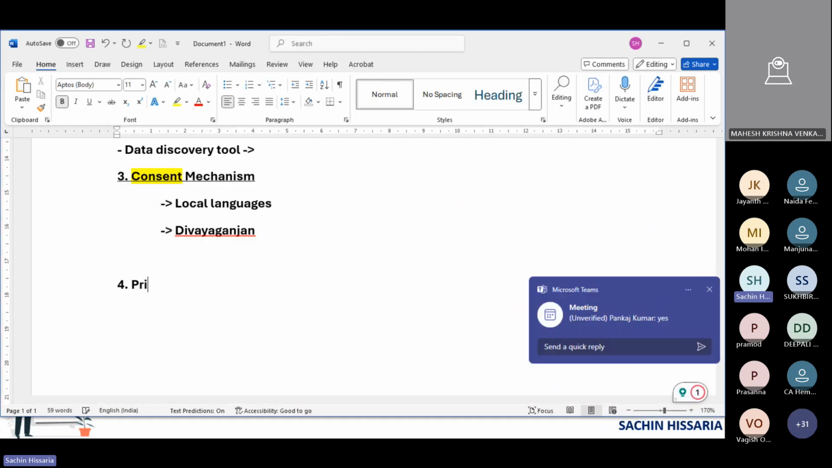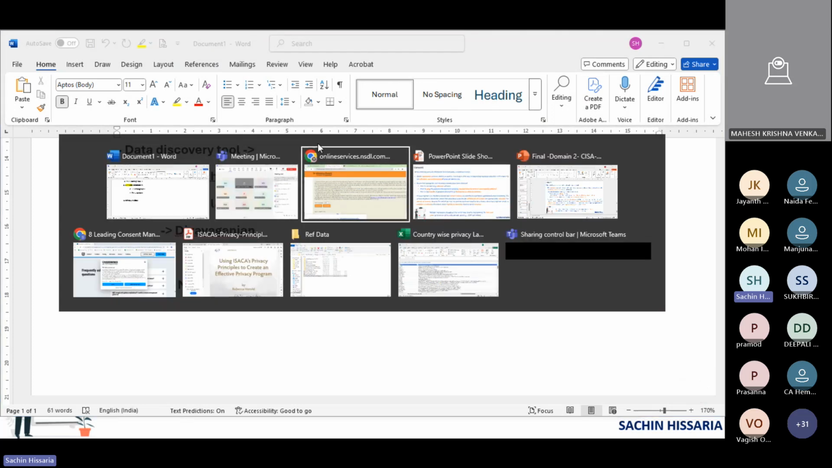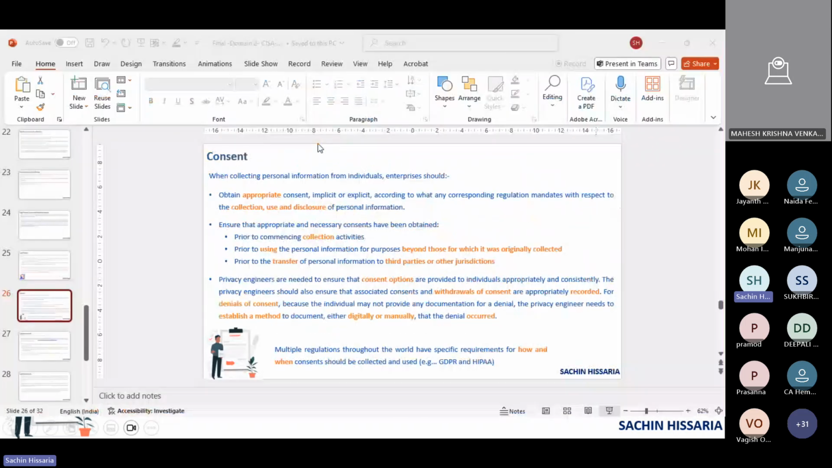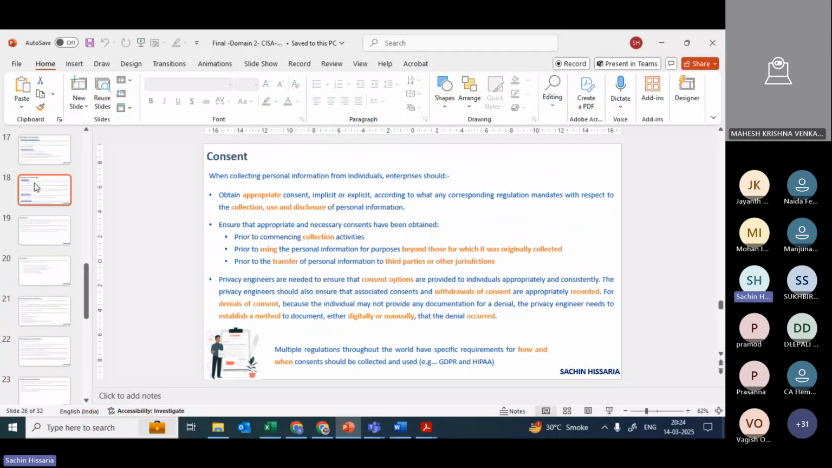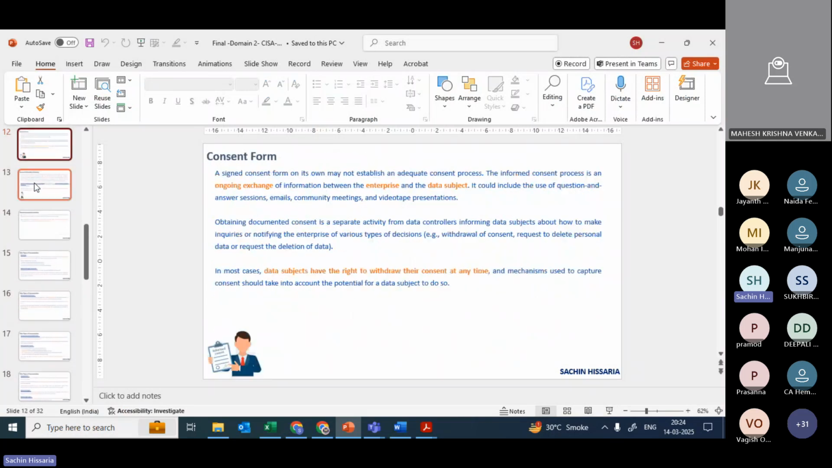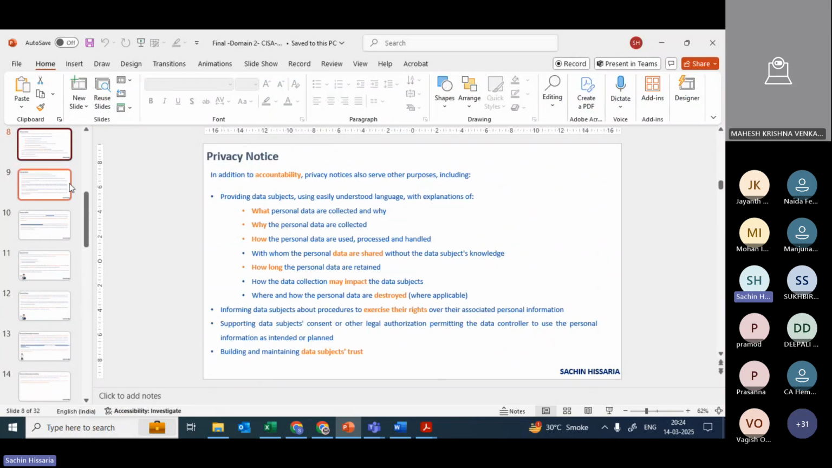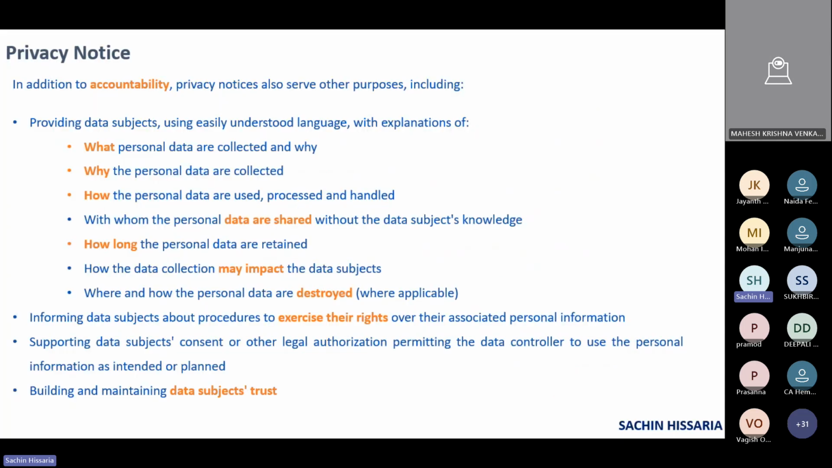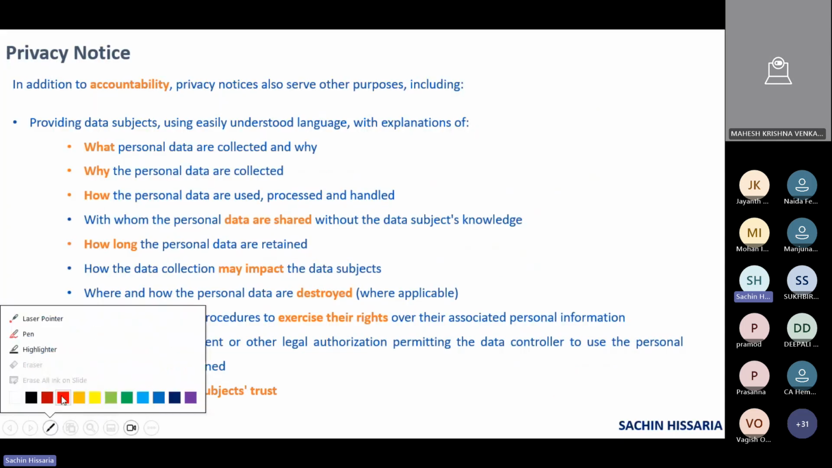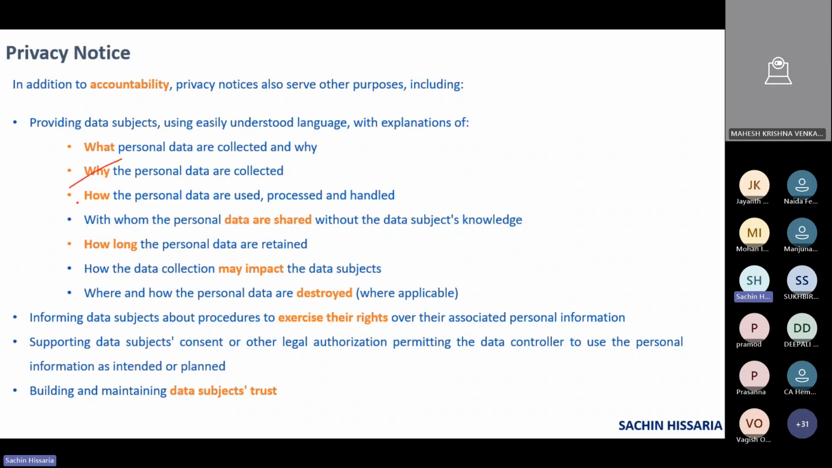Similarly, we also need to implement a control related to the privacy notices. Company need to write privacy notices. Generally, what details are included in the privacy notices? I'll quickly show you. Privacy notices will include all these details: what personal data we are collecting, why that personal data is collected, how long we will store the data, and in what case we can share your data.